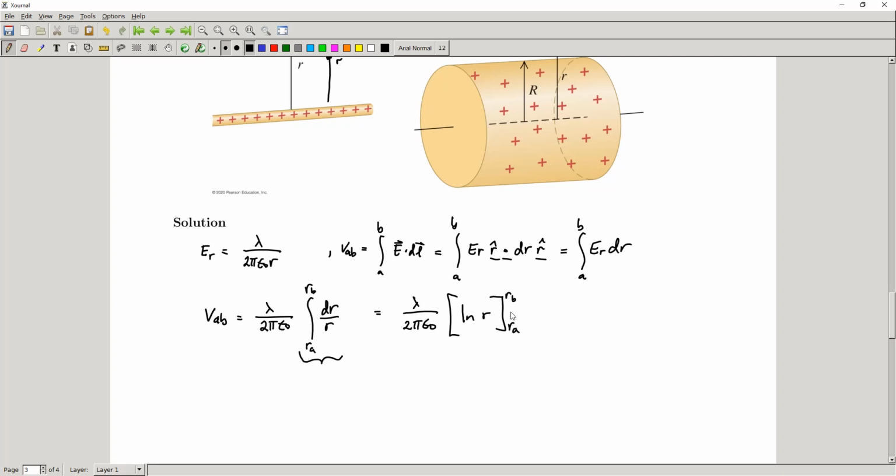So what do we end up with? Maybe I shouldn't skip steps here. When we evaluate this, we end up with ln r_b minus ln r_a. We can use the laws of logs to rewrite this as this expression here. So we can rewrite it like this, and this is our V_AB. This is our potential difference between the point defined by r_a and the point defined by r_b.